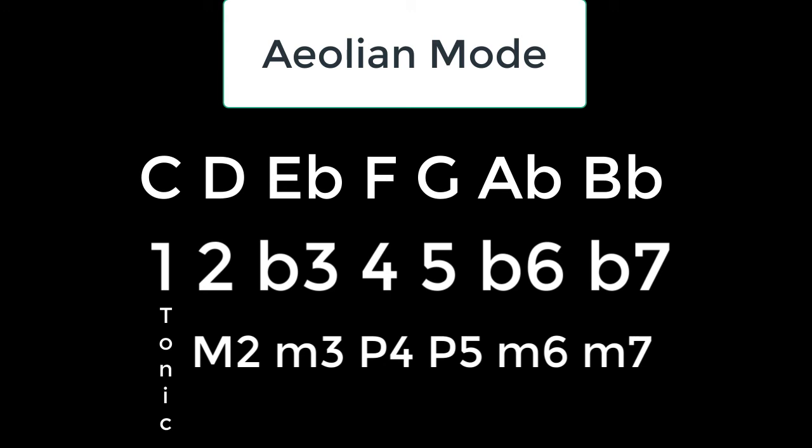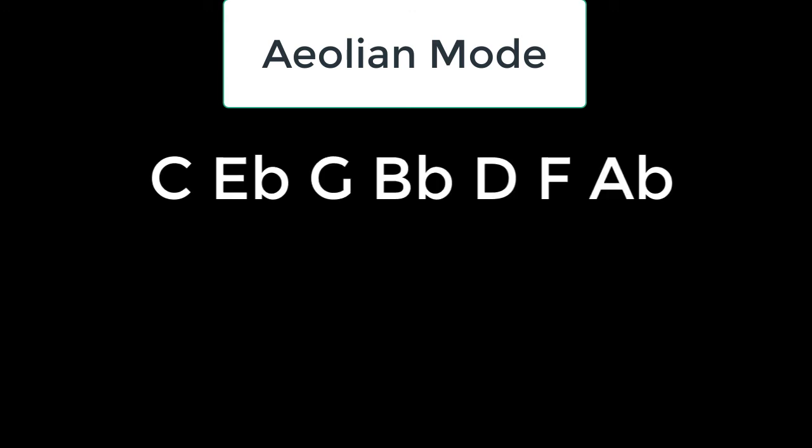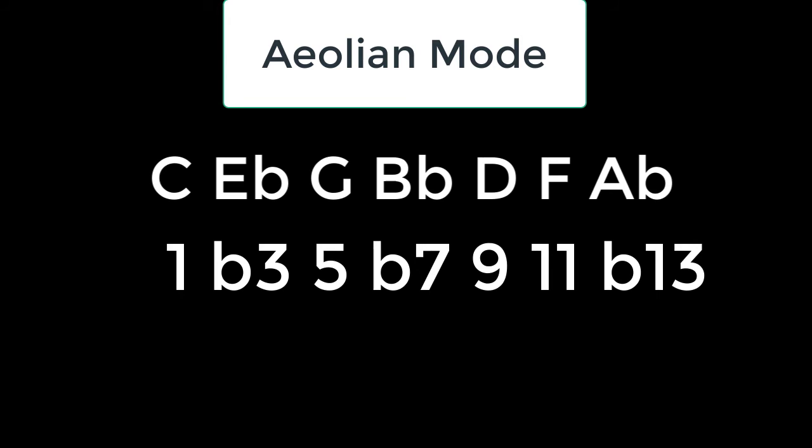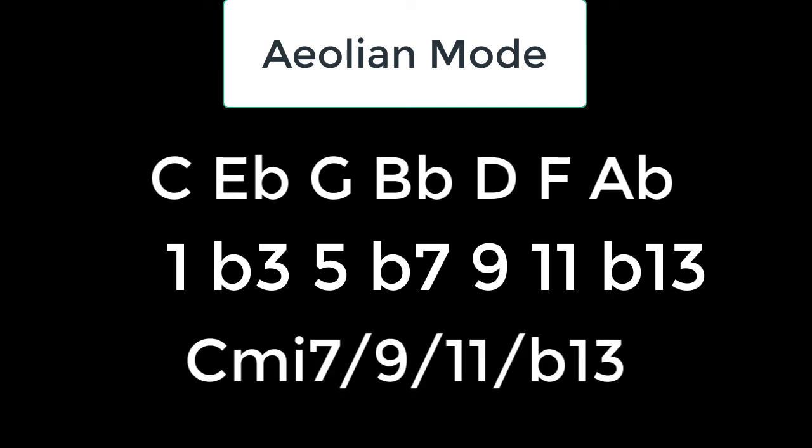We could stack this like a chord in thirds: C, E flat, G, B flat, D, F, A flat. We could call this a C minor 7th, 9th, 11th, flat 13 chord. So the Aeolian mode sounds like a C minor 7th, 9th, 11th, flat 13th chord. That would be the definition of Aeolian on paper.